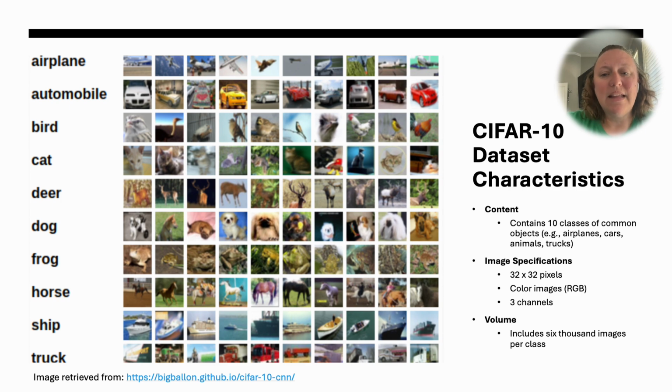Let's start by looking at the CIFAR-10 dataset. This dataset contains 60,000 color images across 10 different classes of everyday objects, which include airplanes, automobiles, birds, cats, deer, dogs, frogs, horses, ships, and trucks. It's a mouthful. Each image is 32 by 32 pixels with 3 color channels, red, green, and blue.